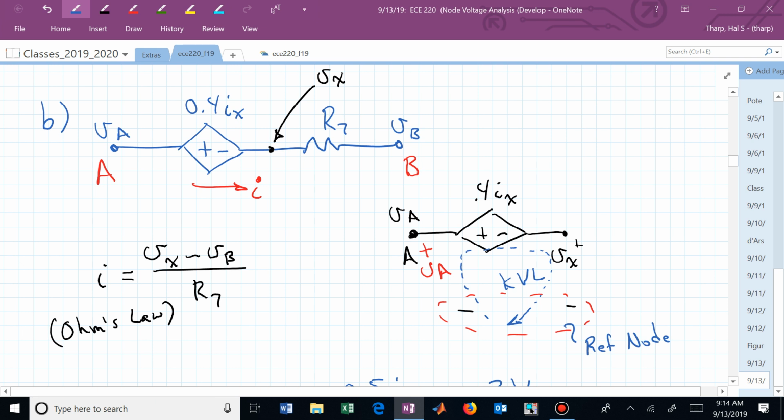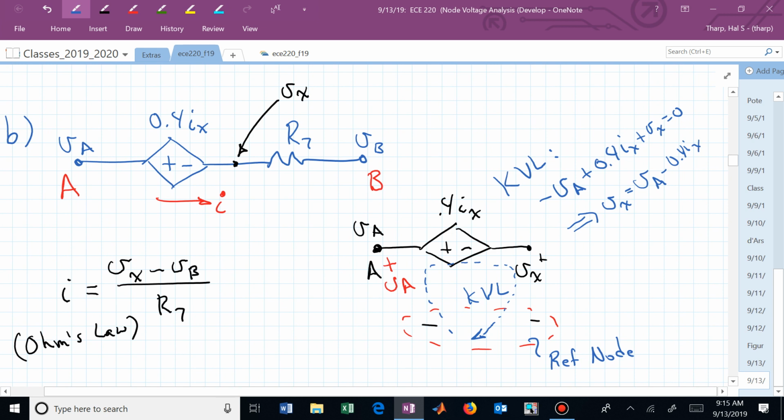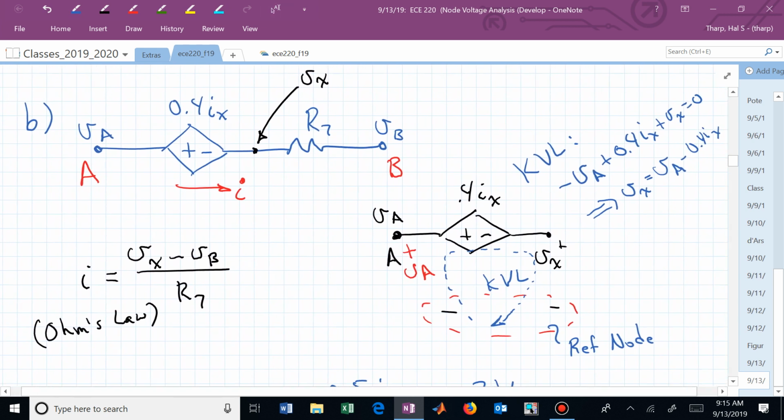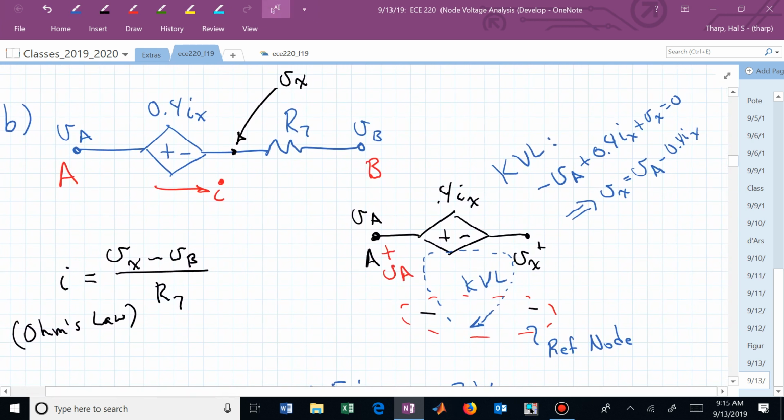KVL now from this says it's minus V sub a plus 0.4 I sub x plus V sub x is equal to 0. Or that now says V sub x is V sub a minus 0.4 I sub x. And that's what was stated in the response earlier.